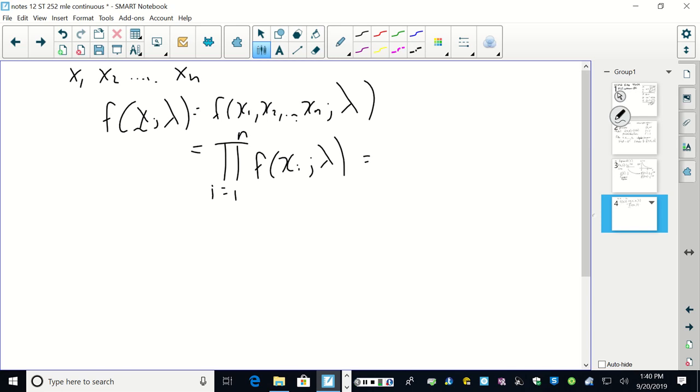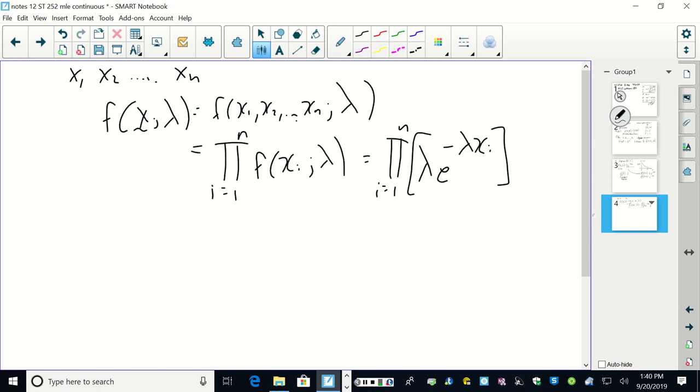And each one of these, so there's a product, i going from 1 to n, of lambda e to the negative lambda xi. So that's the joint density of all the observations. Probability of first one, probability of second one, really the density of the first one times the density of the second one, and so on. And then we can simplify that, right?